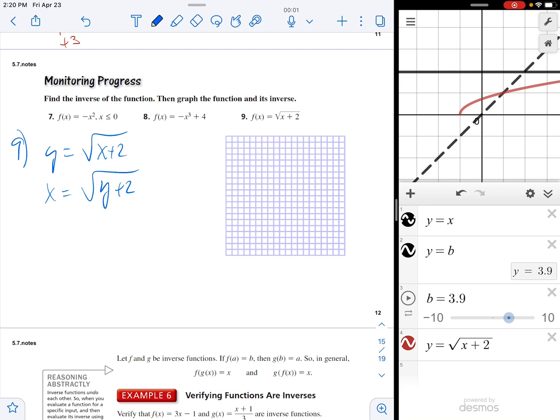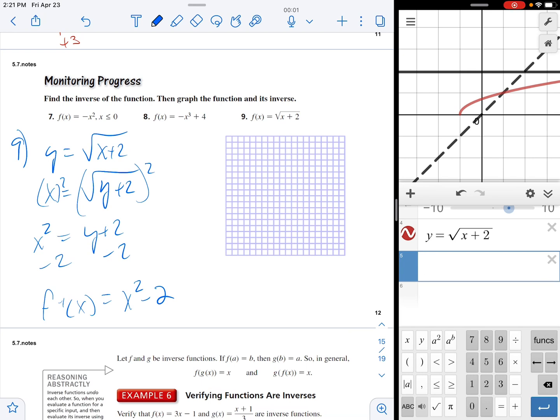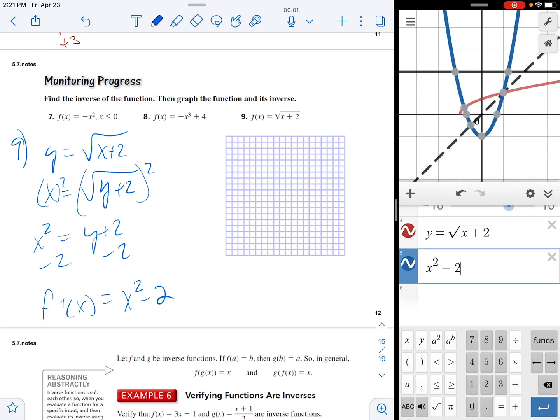All right, so we have just an arc of an arm, right? And we're only positives. So we only want to do the positive part on the other side. I'm above the 0 line. So whenever I do this inverse, I only want to be the positive. So let's square this. There we go. Equals y plus 2 minus the 2. So f to the negative 1 of x equals x squared minus 2. So if I look at that, x squared minus 2.